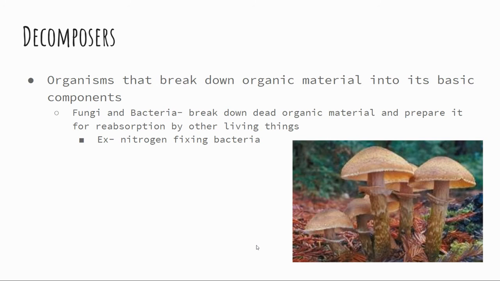Decomposers are organisms that break down any organic material into the basic components that are going to replace nutrients in the ground. The most common examples of these are fungi and bacteria. Bacteria play a lot of different roles in the ecosystem, not only breaking things down, but we also talked about the fixation of nitrogen and other nutrients through those relationships that they have in the roots or the mycorrhizals.